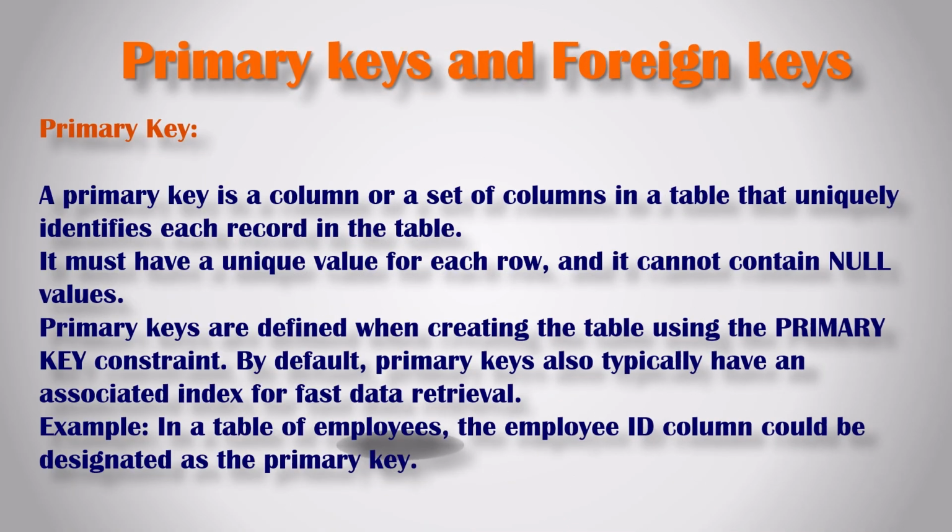Primary key. A primary key is a column or a set of columns in a table that uniquely identifies each record in the table. It must have a unique value for each row, and it cannot contain null values. Primary keys are defined when creating the table using the primary key constraint. By default, primary keys also typically have an associated index for fast data retrieval. Example, in a table of employees, the employee ID column could be designated as the primary key.